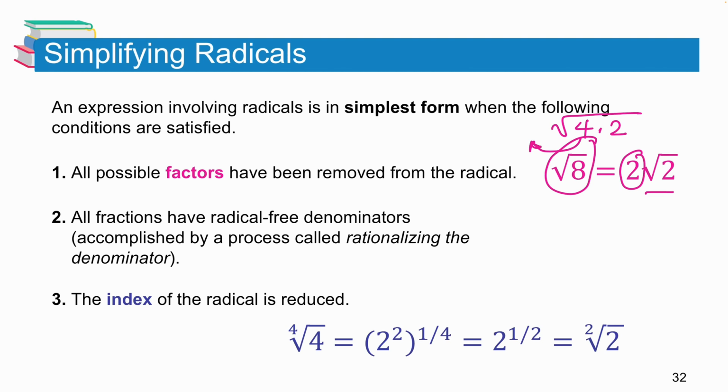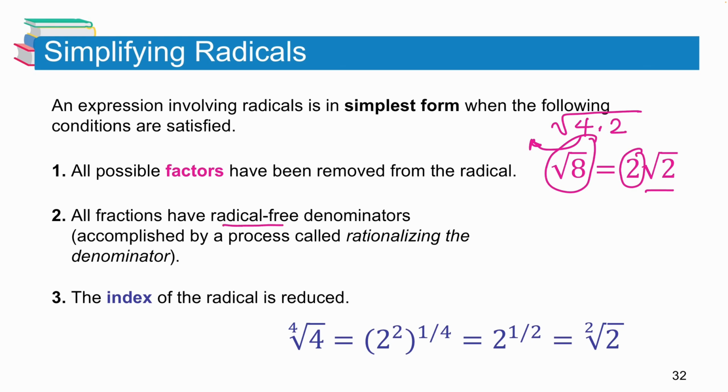And then we'll talk about how to do number 2 in just a second. So this is rationalizing the denominator. So if you have radicals, square roots or cube roots or anything in the denominator, you want to get rid of those and move those to the numerator. And we'll talk about how to do that.